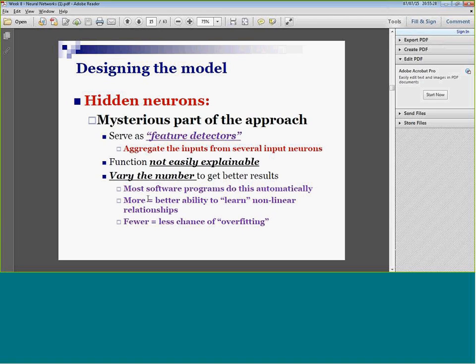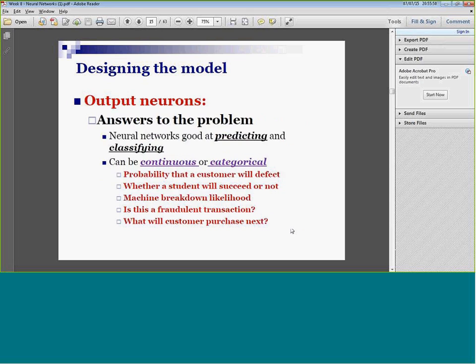If you have more in the middle layer, you have a better ability to learn nonlinear relationships. But fewer, you have less chance of overfitting. You can have overfitting in a neural network, and it will be evidenced the same way as it is in other models, i.e. fits great on the training data, not so much on the test or validation data.